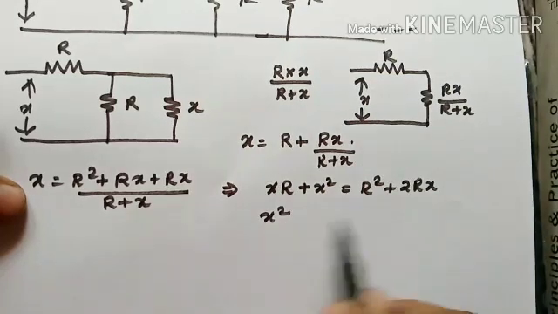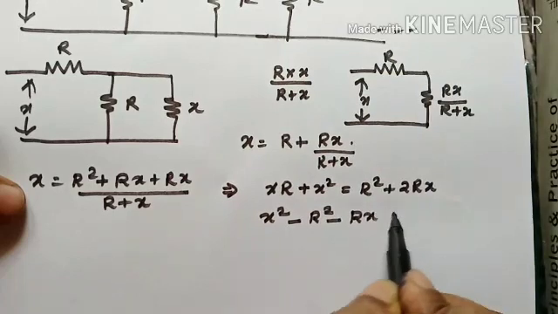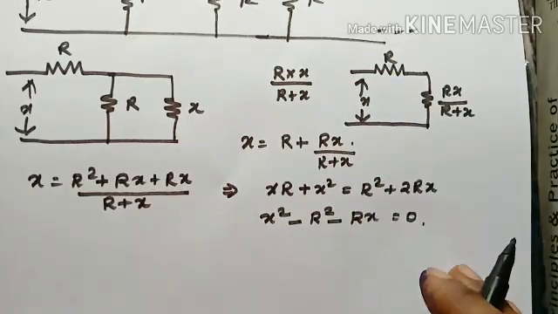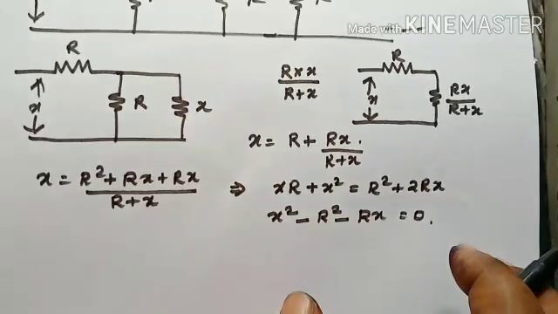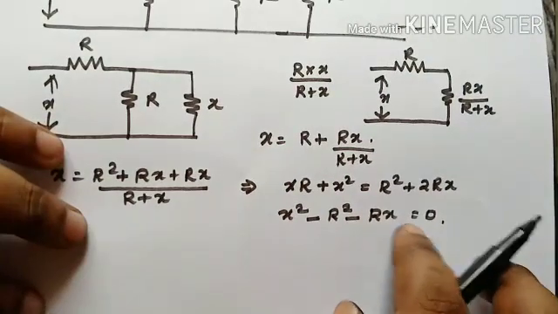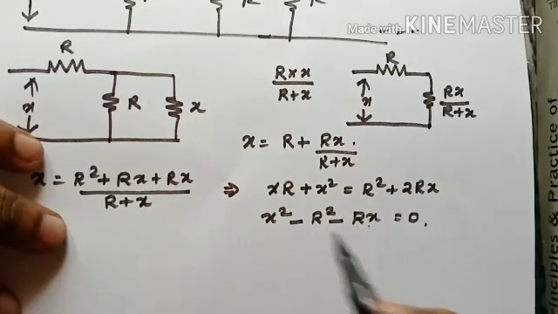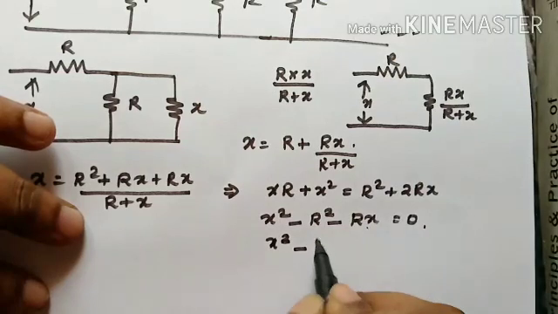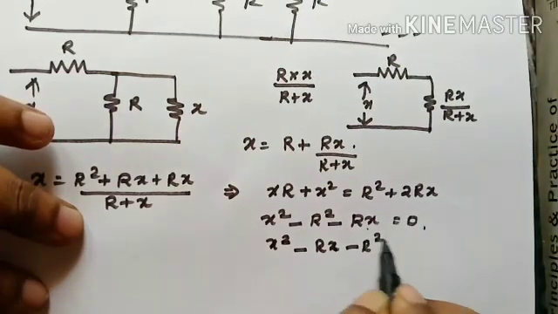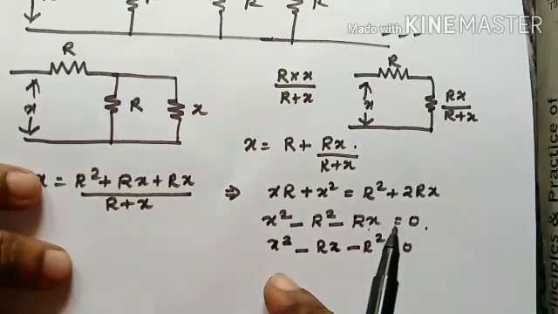Right, so it will be x squared minus r squared minus rx is equal to 0. So you got a quadratic equation, right? You can write r squared at the end if you want. I can write it as x squared minus rx minus r squared is equal to 0. This is the form, right? I just rearranged it.